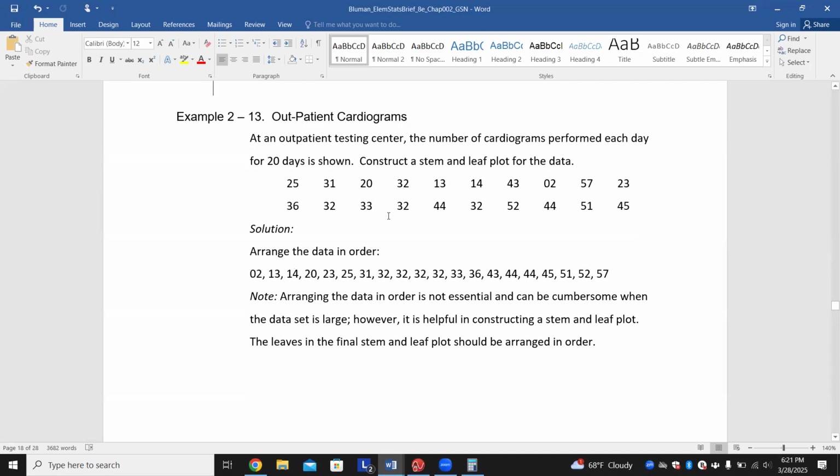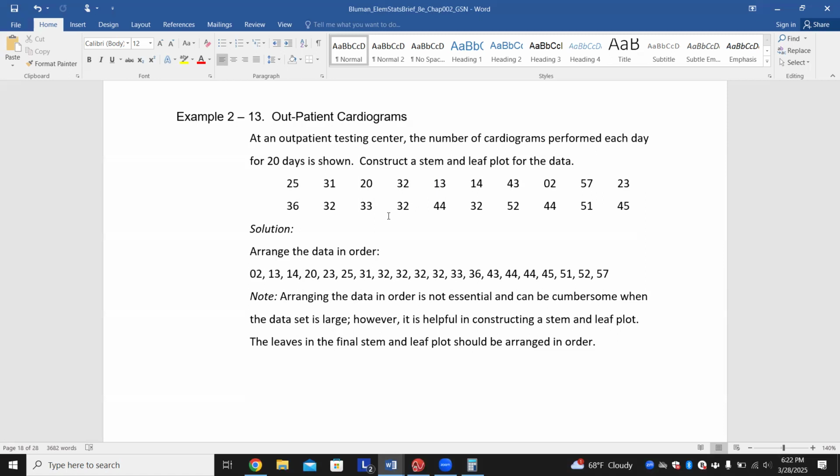Note, arranging the data in order is not essential and can be cumbersome when the data is large. However, it is helpful to construct a stem and leaf plot, and the leaves in the final stem and leaf plot should be arranged in order. I'm going to be honest with you. I don't usually put it in least to greatest. I almost treat this just like a dot plot.